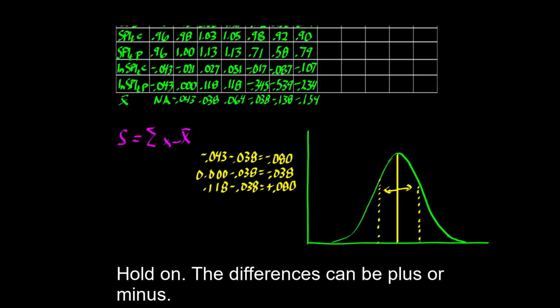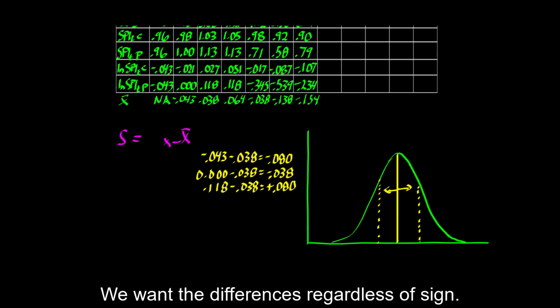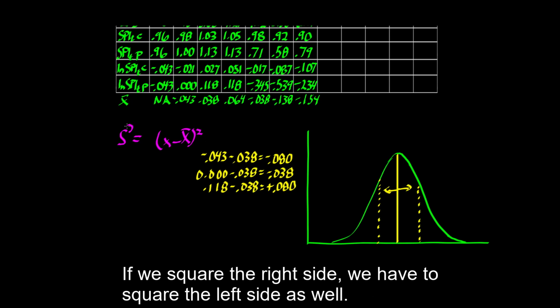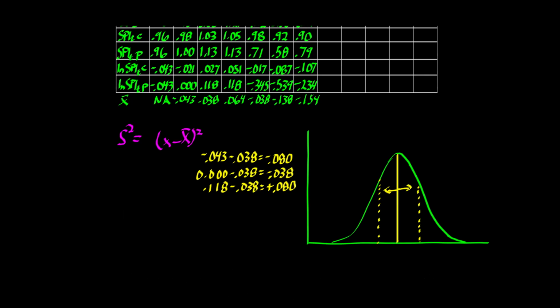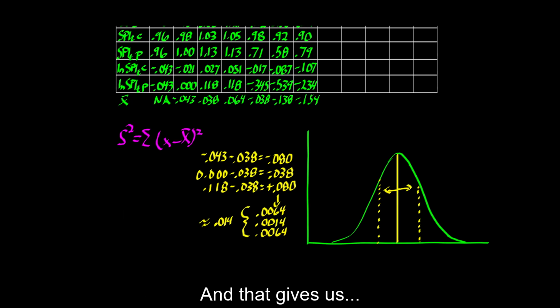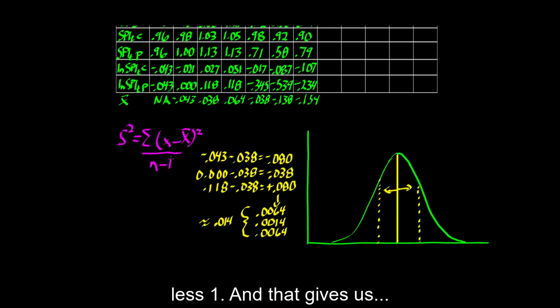Next, sum the differences. Hold on, the differences can be plus or minus. A mix of signs cancels value. It's too early to do the sum. We want the differences regardless of sign. So, square each difference. If we square the right side, we have to square the left side as well. Here are the squares. Now we can sum the differences. And that gives us this. Finally, divide by the number of measurements, less 1.